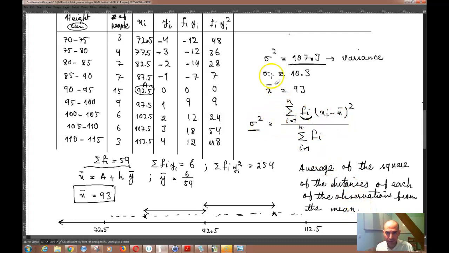And this is sigma squared. If you take the square root of that, that number is called the standard deviation. That number is called standard deviation. That's the whole idea over here.